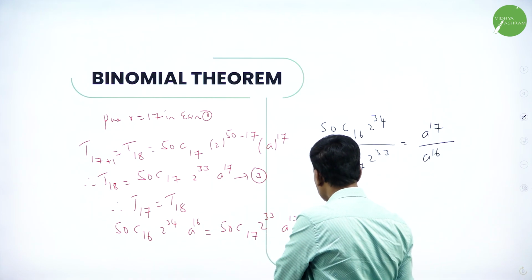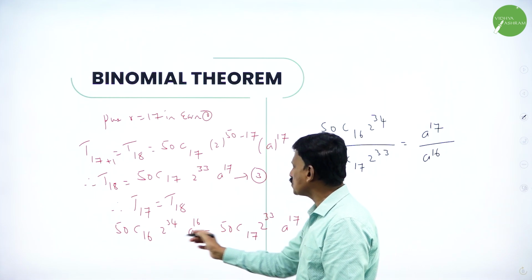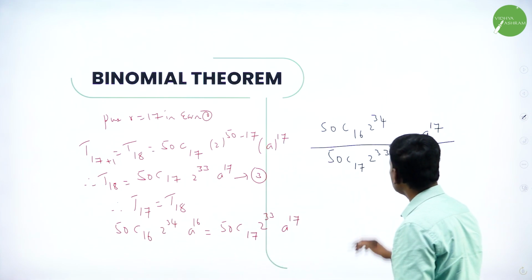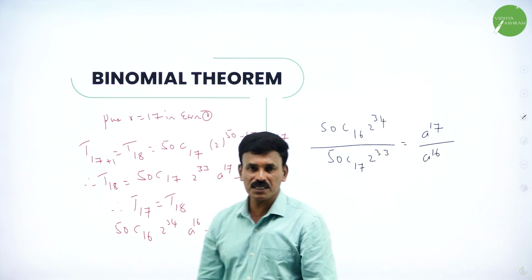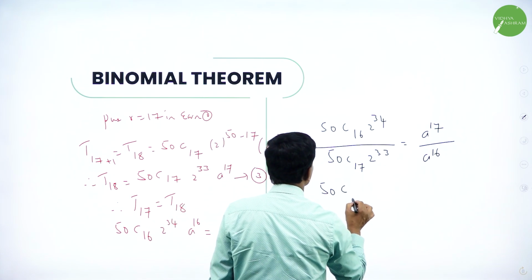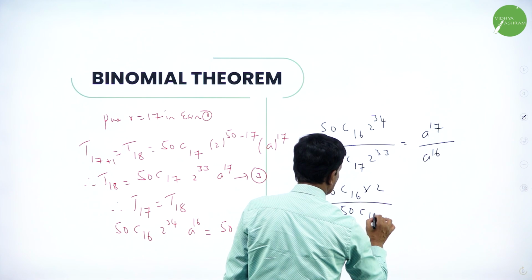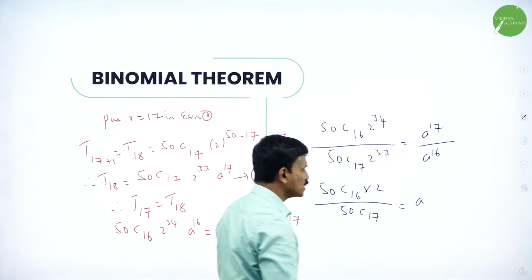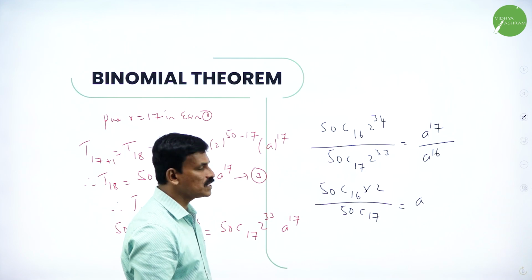Just bring this a power 16 to right hand side. So, a to the power of 17 divided by a power 16 is equal to, just transfer this to the left hand side, 50C16 into 2 to the power of 34 divided by 50C17, 2 to the power of 33, right. So, what is this equal to? If we simplify this, so 2 to the power of 33 gets cancelled. What is left in the numerator is 50C16 into 2 divided by, so only 50C17. So, a to the power of 17 minus 16 is a to the power of 1 is a. So, if you simplify, you will get the answer. That's it.